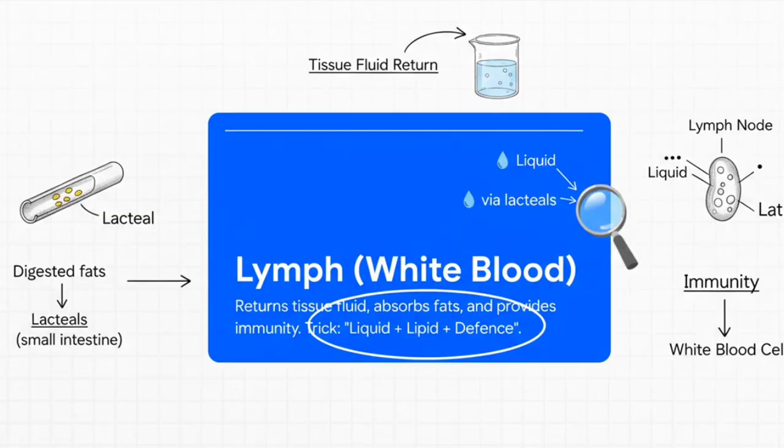The easiest way to remember its main jobs is just with 3 words: liquid, lipid, and defense. It returns tissue liquid back to the blood, it absorbs lipids or fats using lacteals, and it provides defense as part of our immunity. And just so you know, that fat absorption by lacteals is a really high yield point, so don't you forget it.